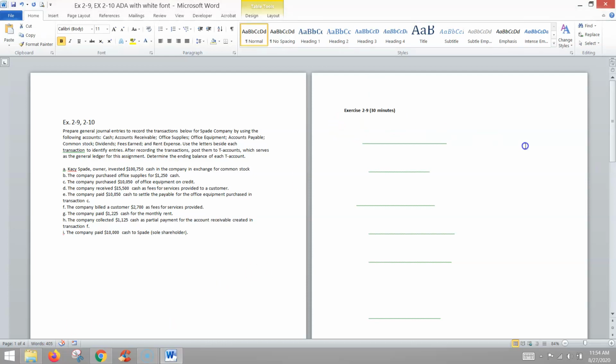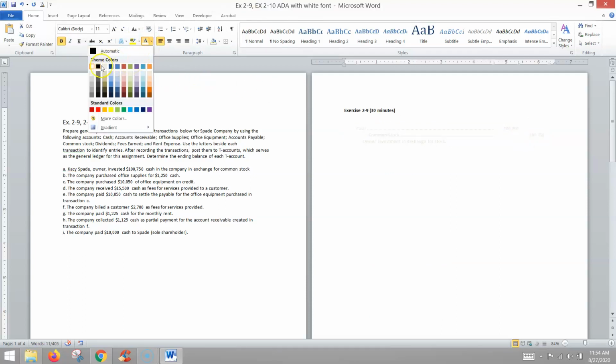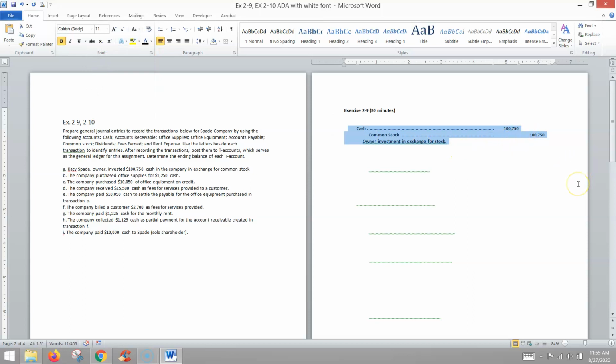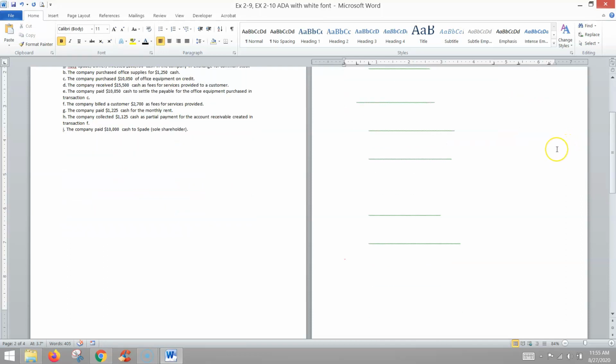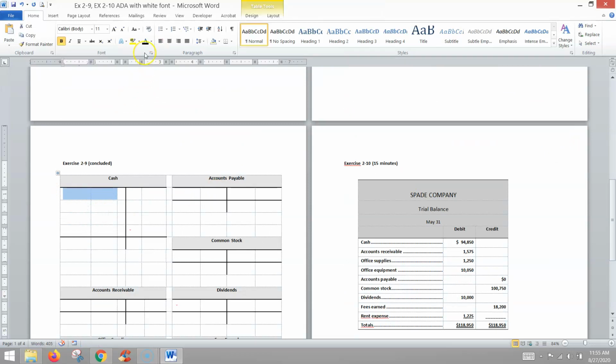So for our first journal entry, we're going to debit cash for $100,750, and we're going to credit common stock, which is equity, for $100,750. Then we're going to go to our T accounts. We're going to go to the cash account. We're going to post a debit of $100,750. Remember, debits are always on the left. And we're going to go to the common stock. And we're going to post the credit of $100,750.